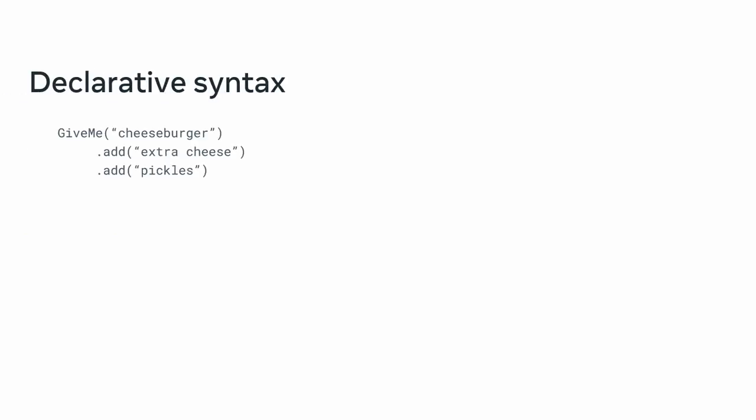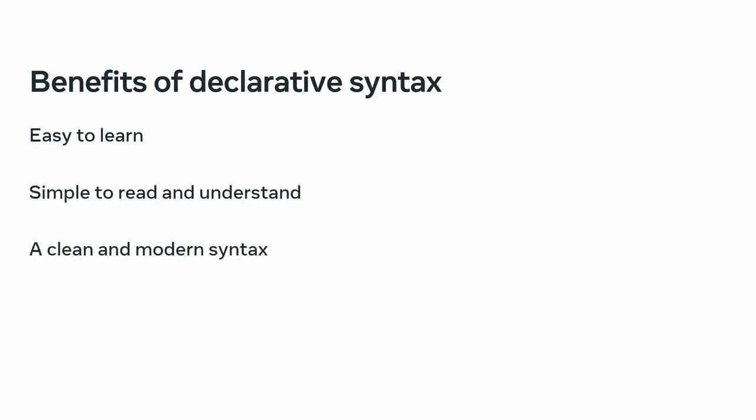Using this metaphor, here's an example of how this could be written in code using declarative syntax in SwiftUI. This declaration states that you want a cheeseburger. The two added elements, or modifiers as they're called in SwiftUI, specify the additional properties, in this case, extra cheese and pickles. The SwiftUI declarative syntax has many benefits, including that it is easy to learn, simple to read and understand, a clean and modern syntax, and very easy to create complex interfaces.